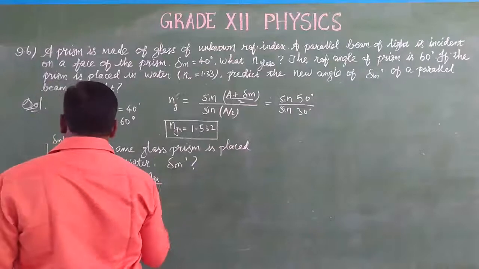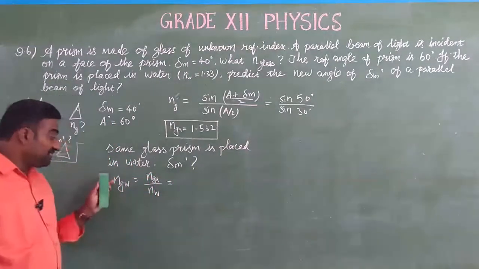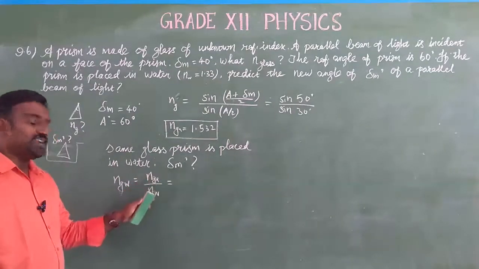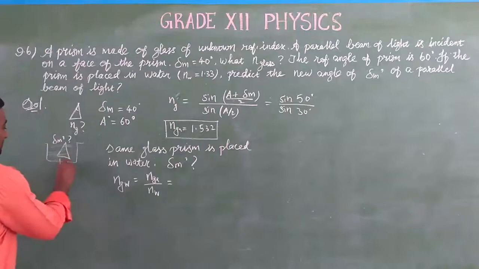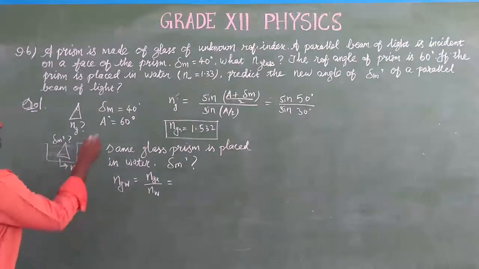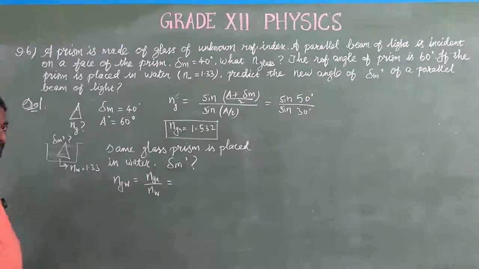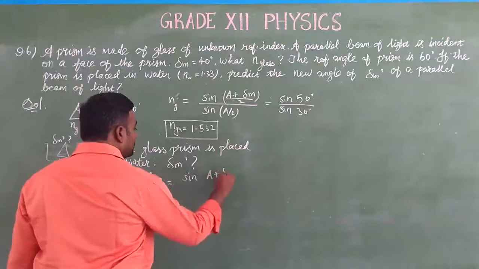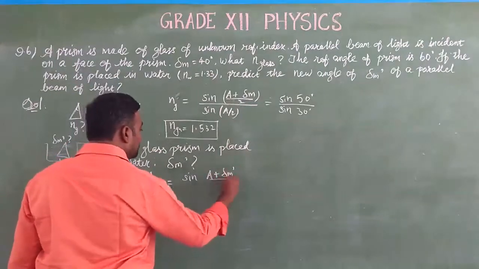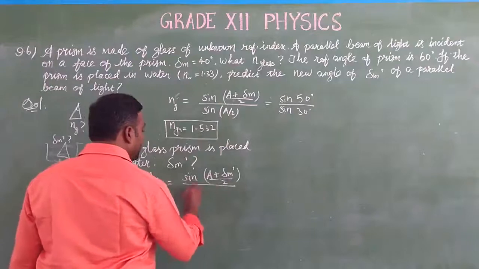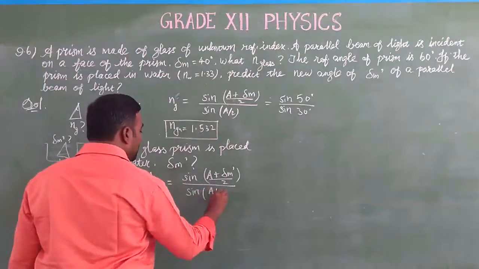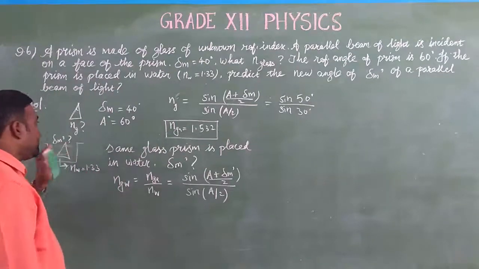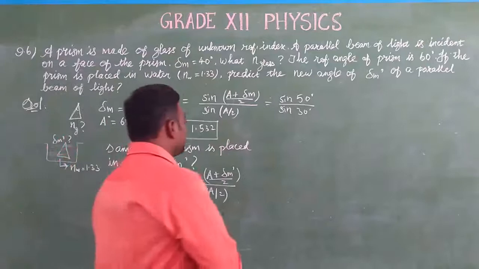So this is the formula. We already know that the refractive index of glass with respect to water is equal to the refractive index of glass with respect to air divided by where it is placed. It is placed in water, and the water refractive index is given, it is 1.33. Then what is the formula? Sin((A plus delta m dash) by 2) divided by sin(A by 2), the minimum deviation. But the angle does not change. The same glass we use, but instead of air, it is placed in water. Then substitute the values.